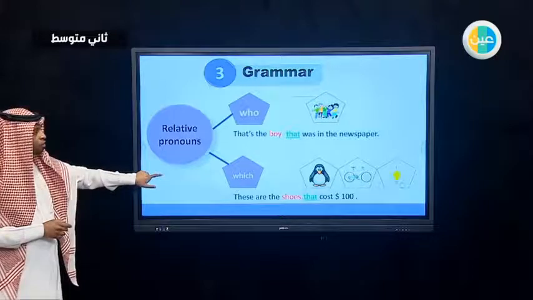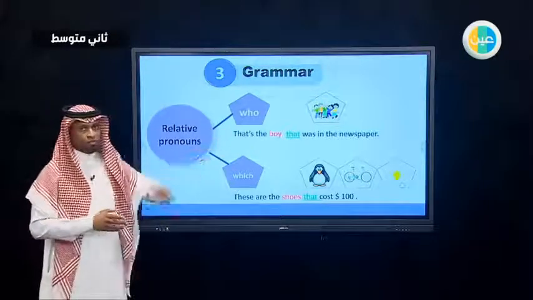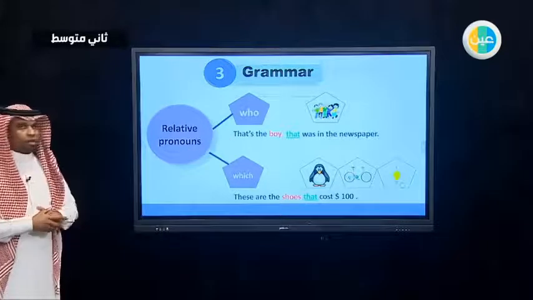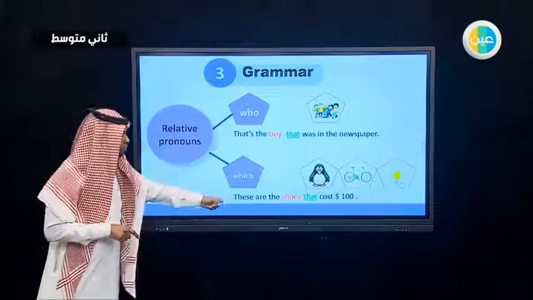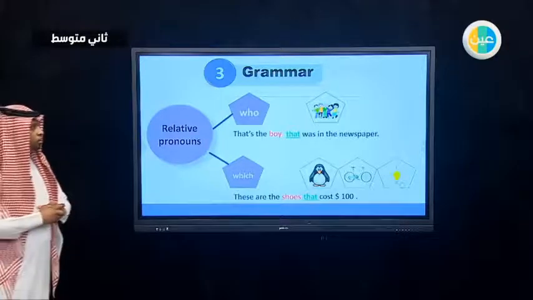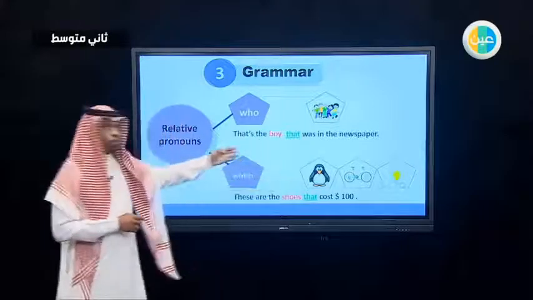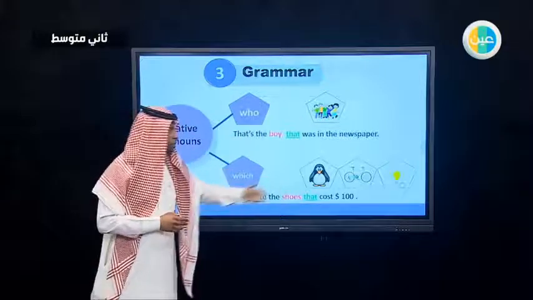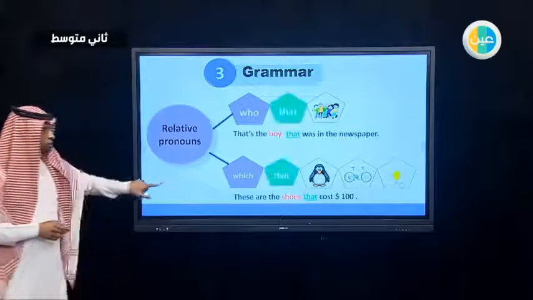Now, let's move to this one. Here we have something different. Can you see the difference? Or it is, let's say, similar, the same. They have the same thing in this sentence, or this part, and this part. Something shared in common. What do you think? What is it? Good. That. So we can use that with people, animals, things, and ideas.